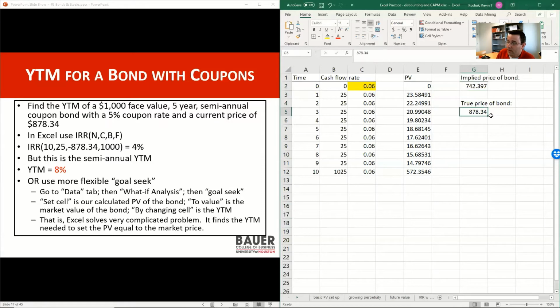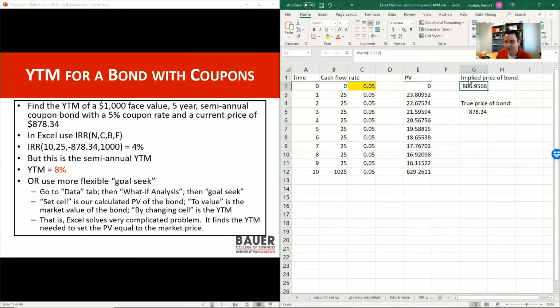Okay. So one thing we could do is just guess and check ourselves. So 6% is giving us a price of $742. That's too low. That's lower than $878. So what does that mean? If our price is too low, it must be that our discount rate is too high. We're discounting those cash flows too much, and that's pushing the price down. So this rate must be too high. I'm going to lower this a little bit from, say, 6% to 5%. Okay, so now the rate goes down. That means all these present values go up, which means the total price of the bond goes up.